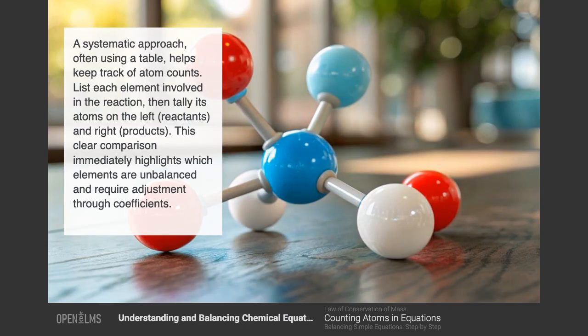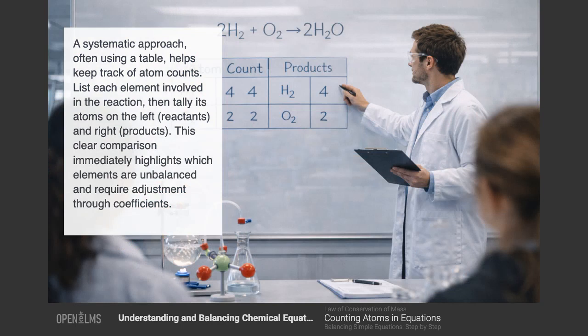A systematic approach, often using a table, helps keep track of atom counts. List each element involved in the reaction, then tally its atoms on the left, reactants, and right, products. This clear comparison immediately highlights which elements are unbalanced and require adjustment through coefficients.